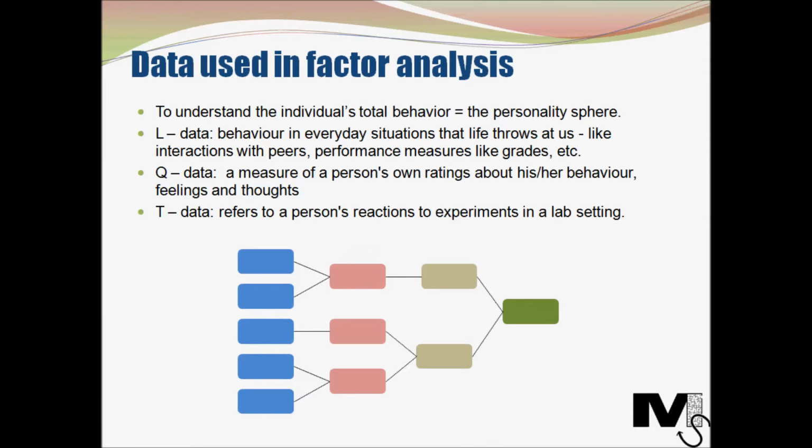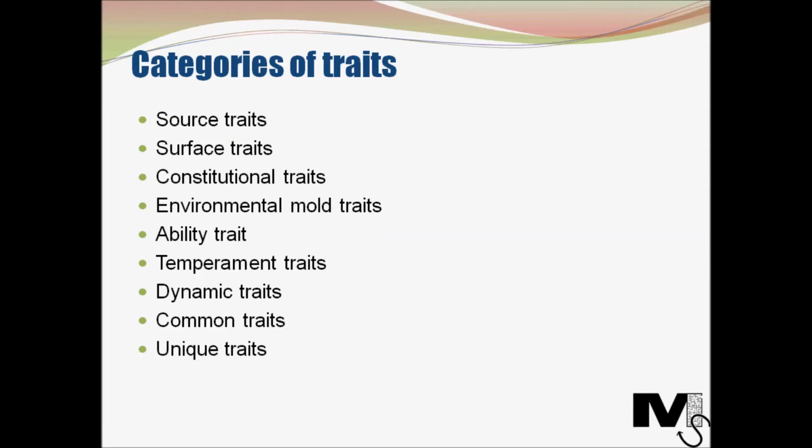The next type of data is T data, which is objective test data, and this refers to a person's reactions in experiments in a lab setting. Here, a person's performance is scored in a controlled environment, and the data is then derived. And this is how the data is derived to be used in the factor analysis. Now, once traits are identified, factor analysis is used to narrow this list down further.